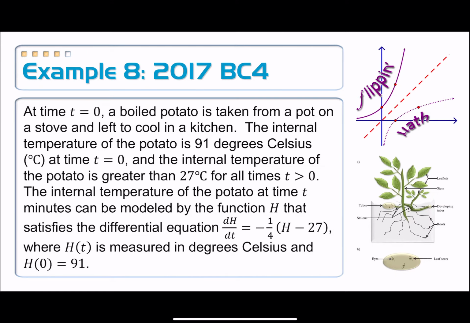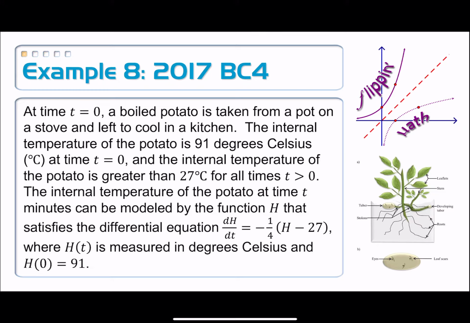Okay, in our final example for the separable differential equations lesson, we've got a free response question from a couple years ago. It says BC4, but it was also on the AB test in the exact same position. Since it was the fourth question, definitely calculator inactive. Let's take a look at it, shall we?